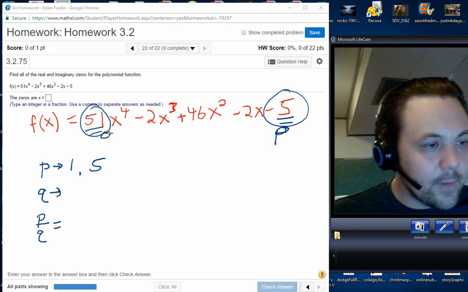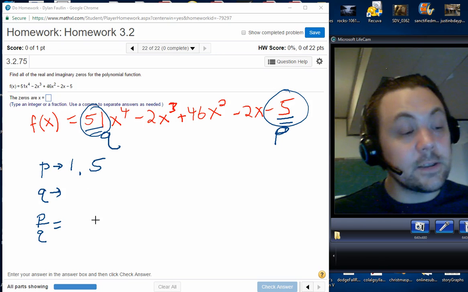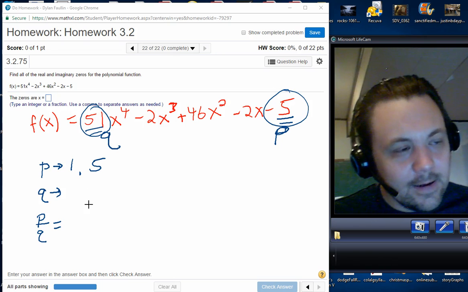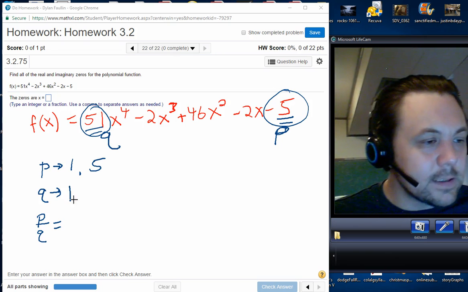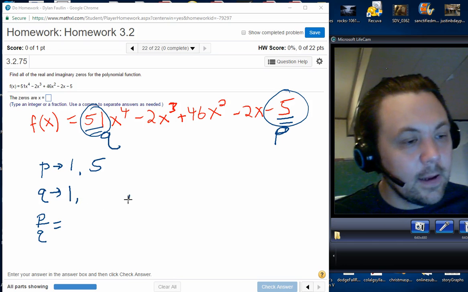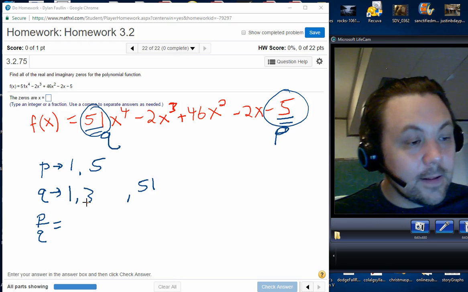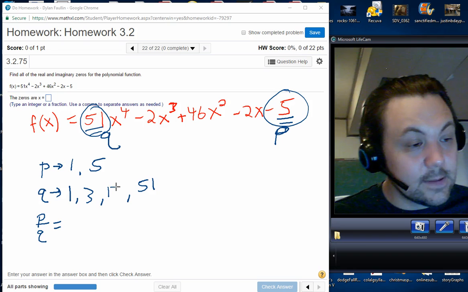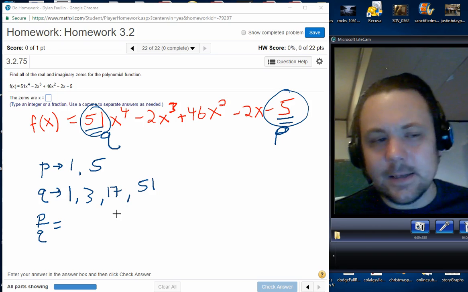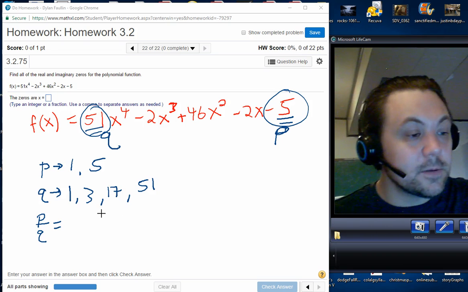This is where we find the values for q from the leading coefficient, which is 51, which is not a very nice number to see here. Now, 1 is always a factor of any number, and the number itself would also be a factor, 51. And I think the other two factors will be 3 and 17. So not that many, but not very pleasant numbers either. So hopefully that doesn't cause us too much grief.